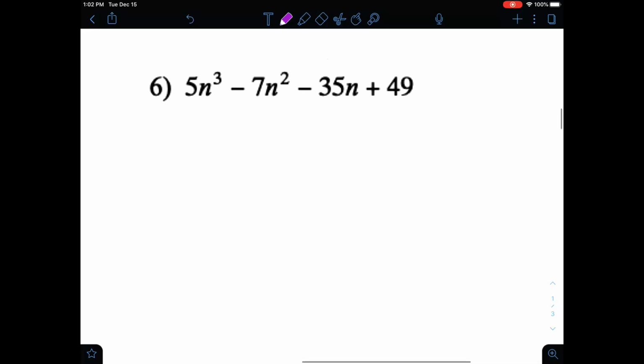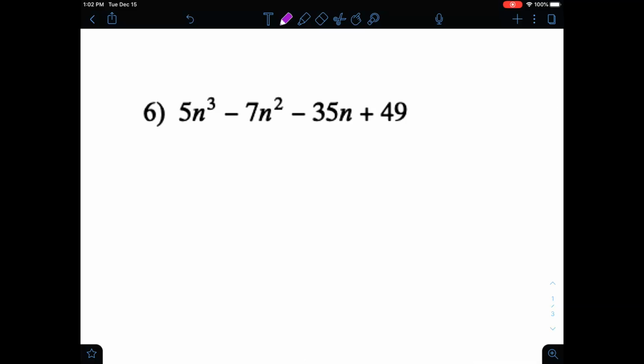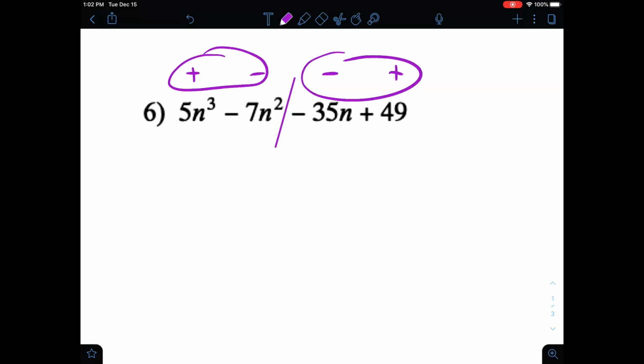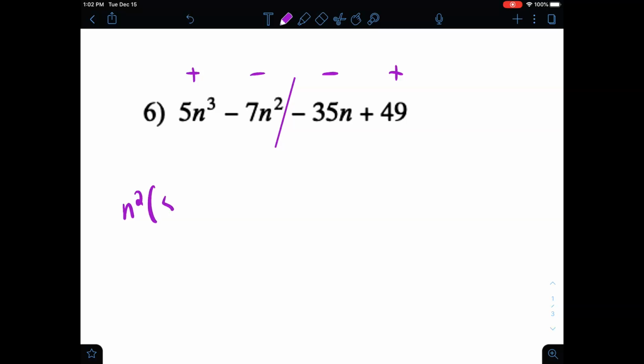All right, now we have 5n to the third minus 7n squared minus 35n plus 49. Going to split these into two different parts here. Let's check the signs. This is a positive and a negative, and this is a negative and a positive. So these signs do not match, and we're going to have to do something a little bit different to fix that. What can we pull out of 5n to the third minus 7n squared? We can pull out an n squared, and what's left is 5n minus 7.